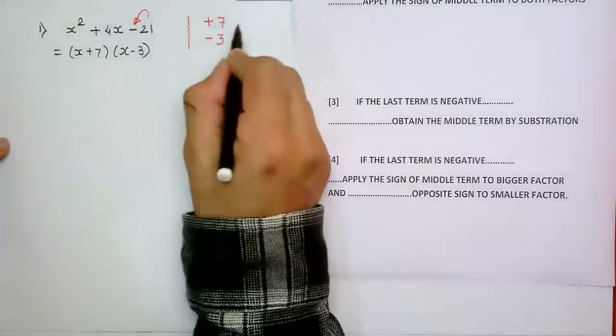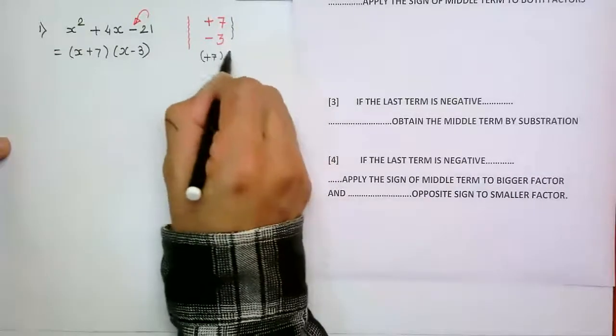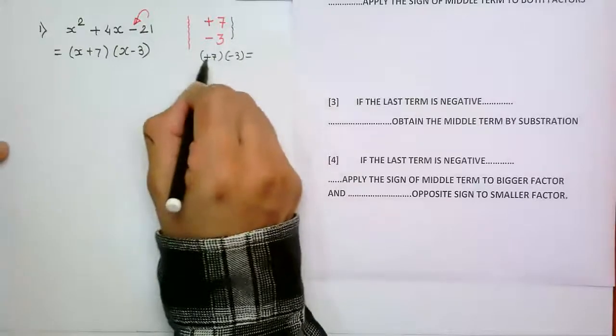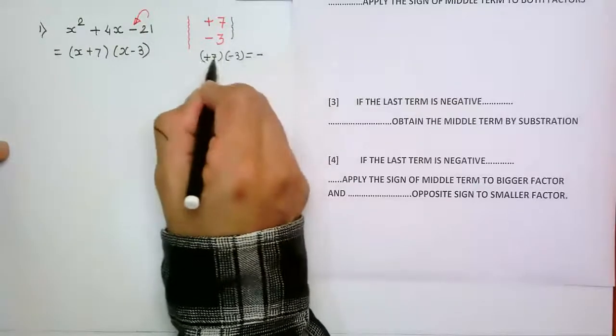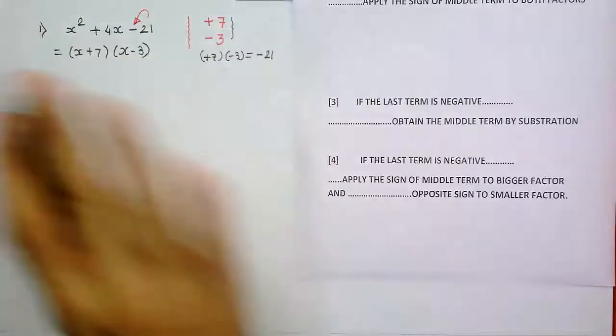If you want to verify, we can do that. Product of these two, plus 7 times minus 3. The product of positive and negative is negative. 7 times 3 is 21. So you got this. So everything is fine.